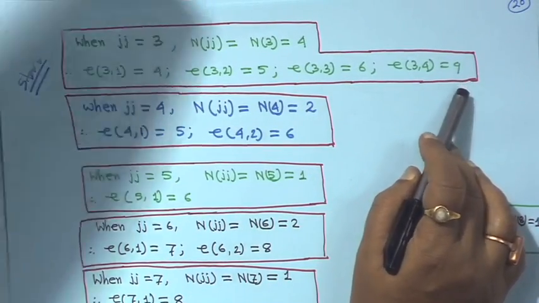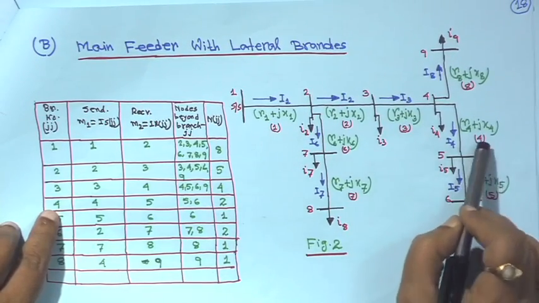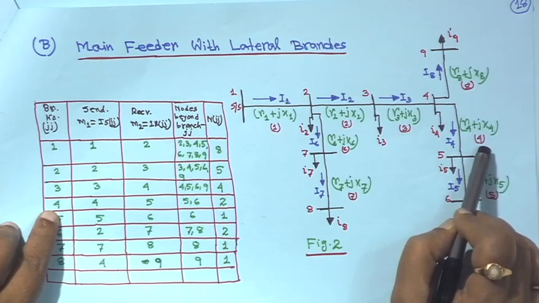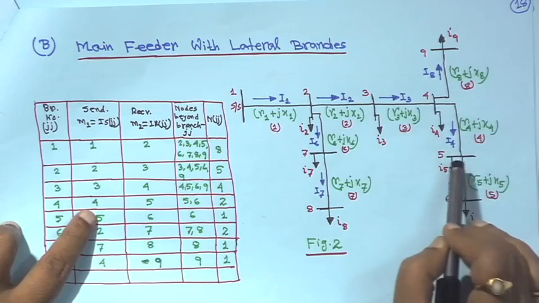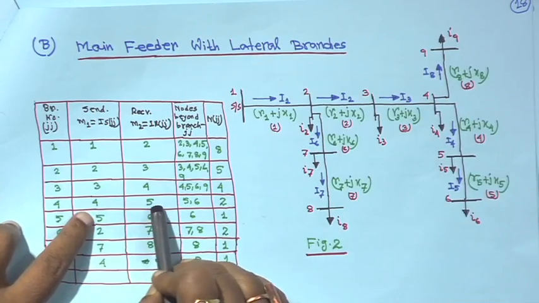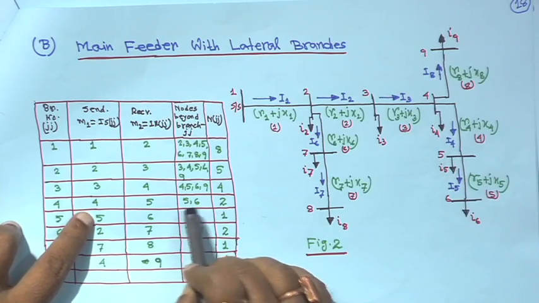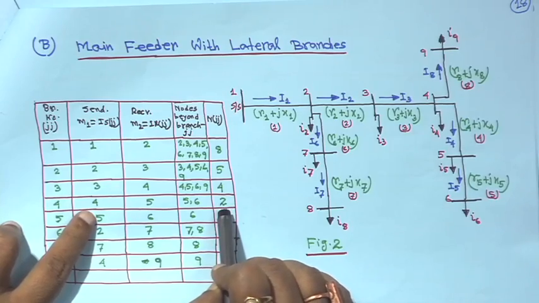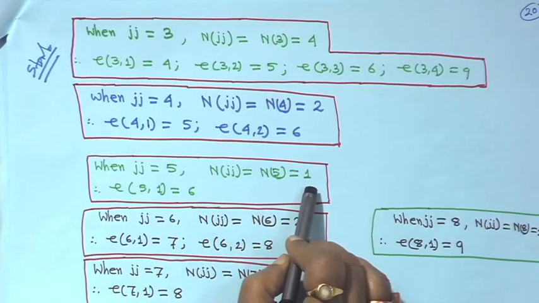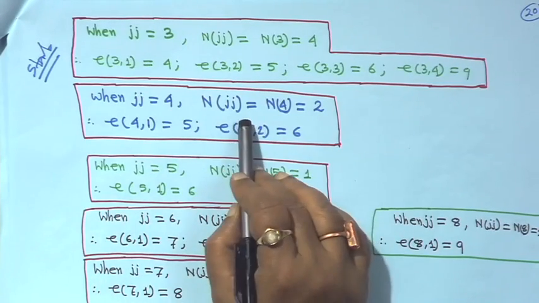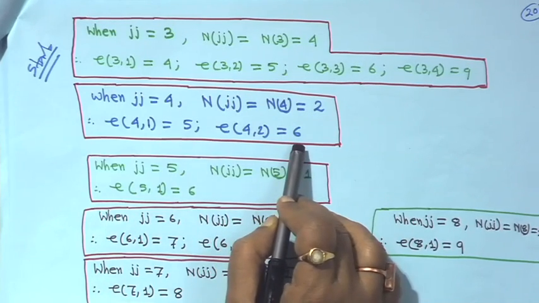Now, again when jj is equal to 4, look at the table, the branch number is 4. This branch in red ink, the number inside the bracket, is the branch number. Its sending end node is 4 and receiving end node is 5. So M1 is 4, M2 is 5 and the number of nodes beyond this branch is just 5 and 6. So njj is 2, that means n4 is equal to 2. That means when jj is equal to 4, njj is equal to n4 is equal to 2. That means E41 is 5, E42 is equal to 6.